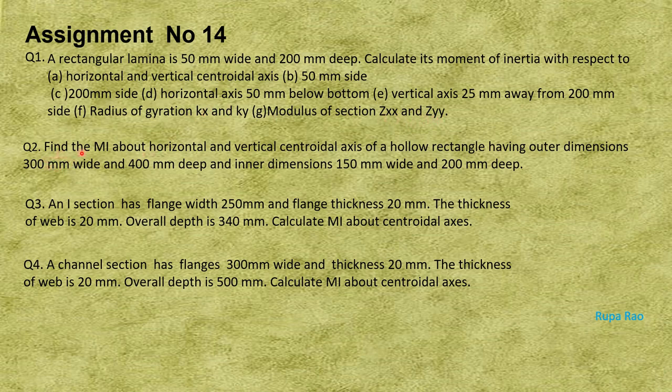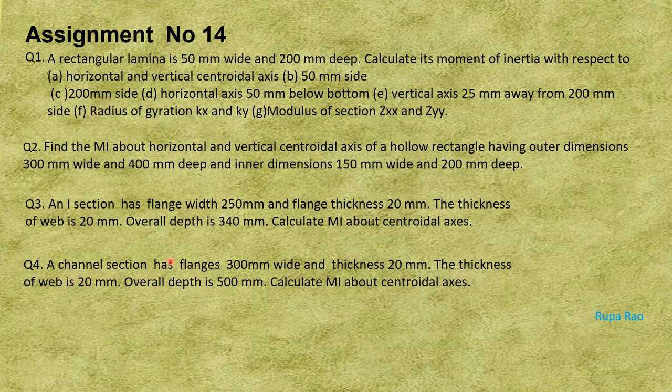Question number 2, find the MI about the horizontal and vertical centroidal axis of a hollow rectangle having outer dimension 300 mm wide and 400 mm deep, inner dimensions 150 mm wide and 200 mm deep. Question number 3, an I section has flange width 250 mm and flange thickness 20 mm. The thickness of web is 20 mm. Overall depth is 340 mm. Calculate MI about the centroidal axis.